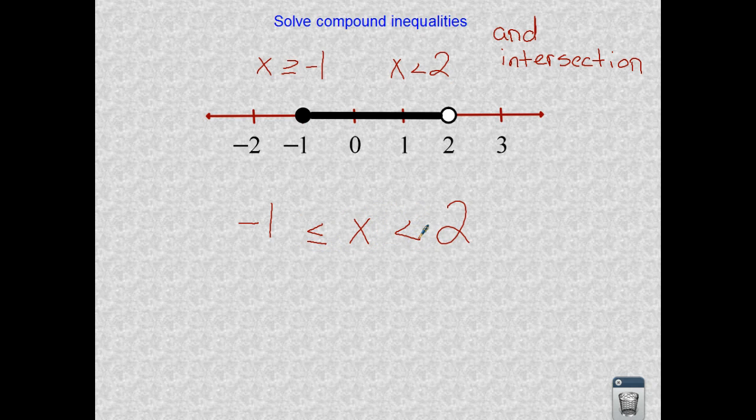So this is called an and or an intersection, and we know that all of the values for x will satisfy both of these separate inequalities.